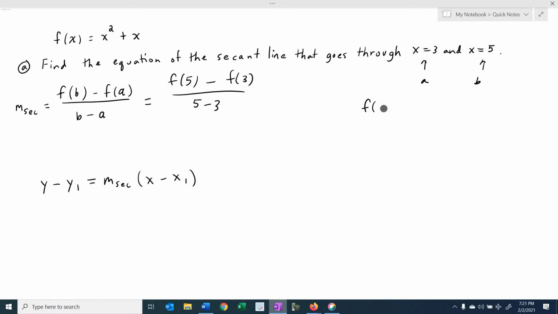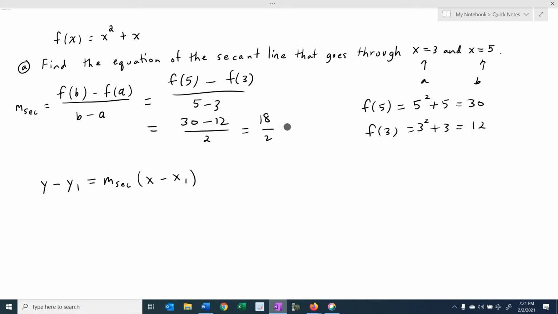Okay, now let's find f of 5 over here. So, of course, you have to plug 5 into here and into here, so that's going to give you 5 squared plus 5, which is equal to 30. Then f of 3 is going to be 3 squared plus 3, right, which gives you 12. And so this is going to give us 30 minus 12 divided by 2, which is just 18 over 2, and that's equal to 9. Okay, so this is the slope of the secant line that goes through these 2 points.